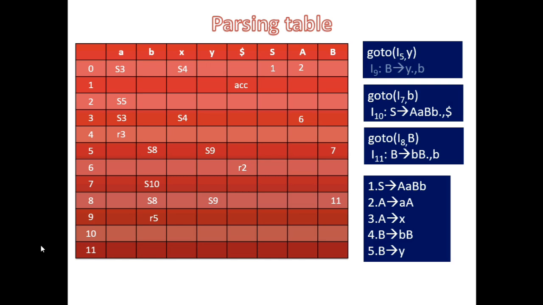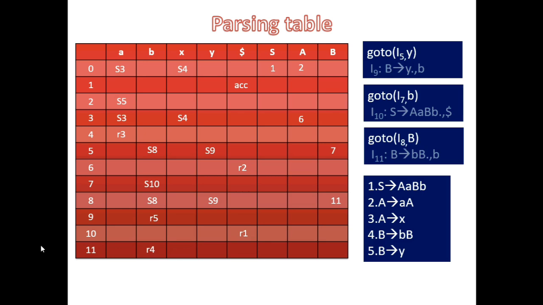In item set 7 comma B, it produces item set 10. Item set 10 produces S tends to AA, BB. Now this is actually production number 1. So in item set 10 comma dollar, we write it as R1. And finally, I11 is B tends to small b, capital B dot. So this is production number 4. So in I11 where B is there, simply write it as R4. So that's about filling it.